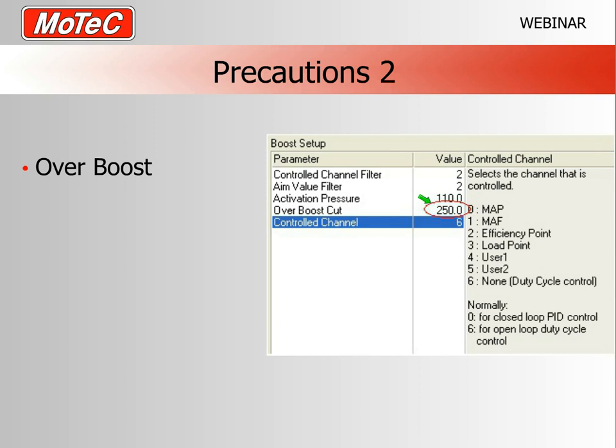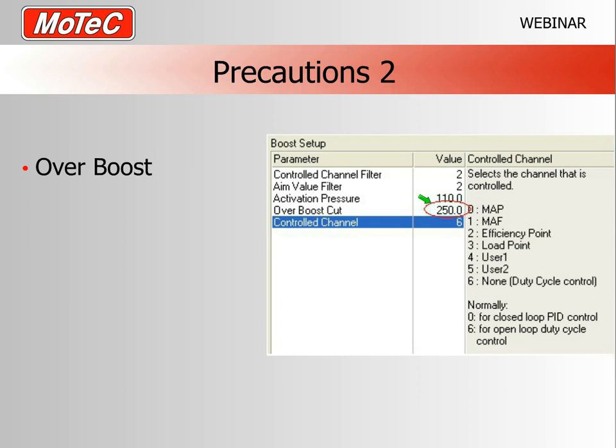Okay, and the other precaution that you can put in, which you need to use with caution, I'd suggest, is an overboost cut. So if it all goes horribly wrong, you can have the ECU cut all the fuel. In this example here, you can see where I've circled that we have a 250 kPa overboost cut. Now, this is very, very sudden.